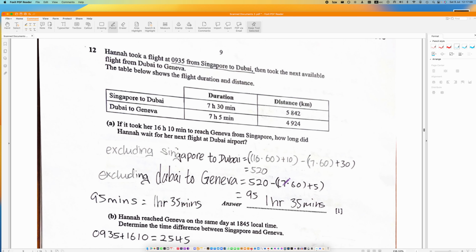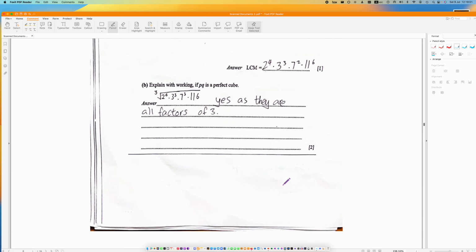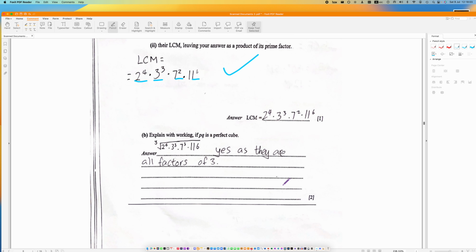There's another question also. Hold on. Thank you. So explain if PQ is a perfect cube. Cube, very good. Why is it a perfect cube? You see, this 6 is supposed to be here, you don't write until like 116. Why is it a perfect cube? All of the factors can be cube rooted, right? Yeah, because all of them are factors of 3.